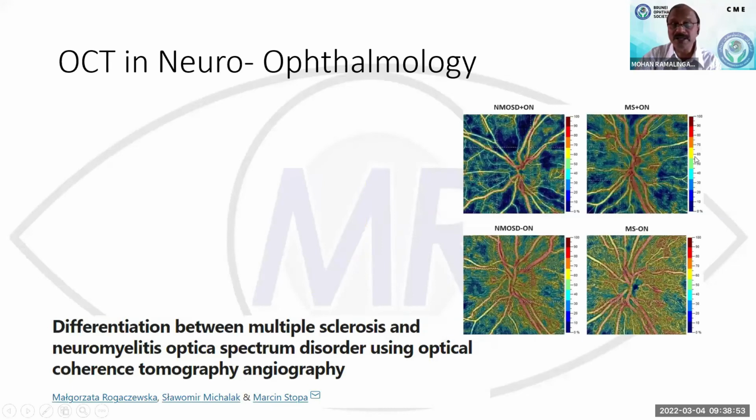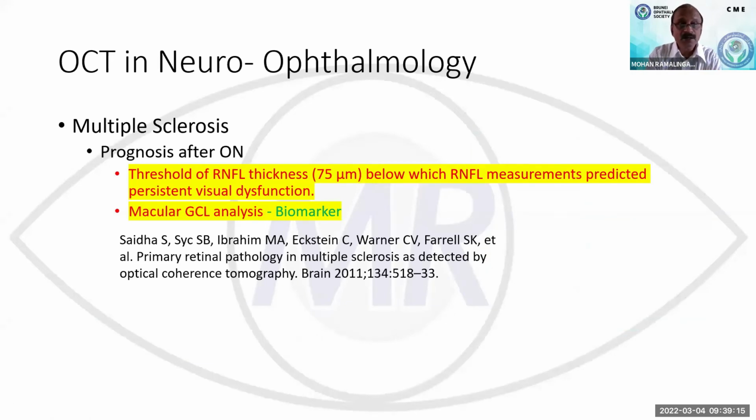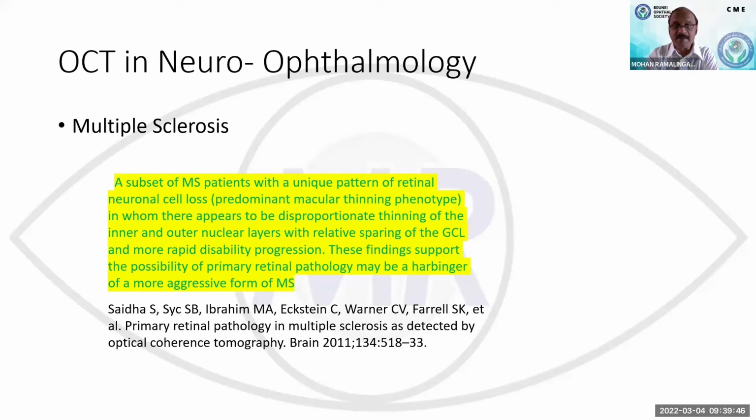And this is a study showing the angiography in patients with multiple sclerosis and optic neuritis, and NMO with optic neuropathy. Even in patients with NMO without optic neuropathy, there can be changes in the retinal capillary plexus. And very, very important, prognosis after optic neuropathy. If the patient has an optic neuropathy, when there is thinning of the retinal nerve fiber layer, then the prognosis can affect the visual function. And it has been accepted that macular ganglion cell analysis is a biomarker for multiple sclerosis now. And a subset of multiple sclerosis patients may have thinning of the nuclear layers of the retina, which is related to the disability progression, and this has been proved also.